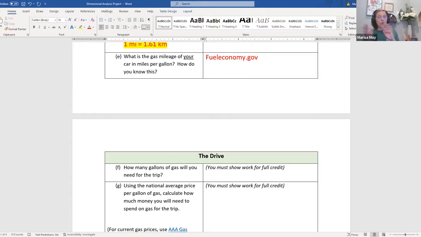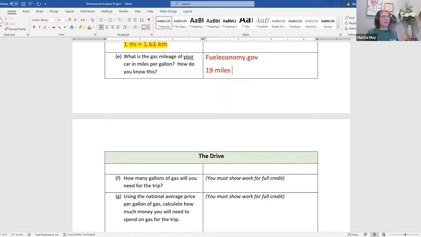Now, I didn't go to fueleconomy.gov and look it up. I literally Googled, what is the gas mileage for a Ford Tundra? And I got 19 miles per gallon. That's highway. I went with highway. I'm going to go ahead and do F and G.